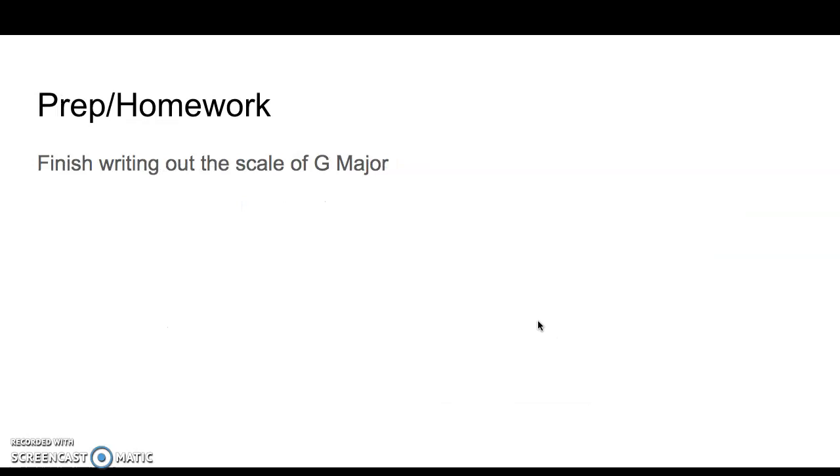Well done. Okay, your prep is to finish writing out the scale of G major. G major, so starting on the note G, also ending on G. Good luck. Well done.